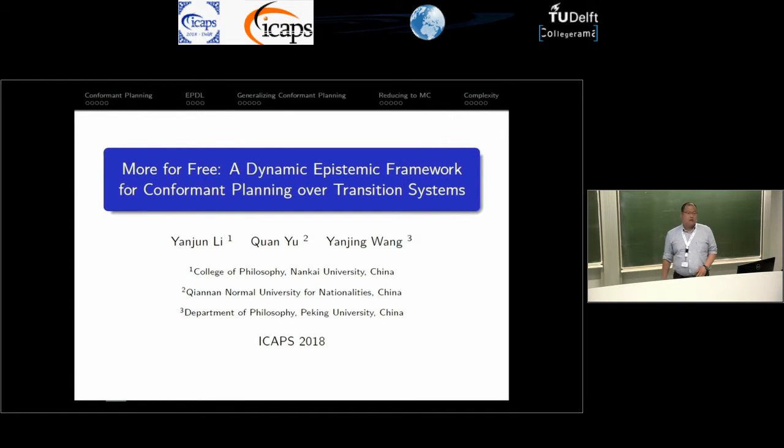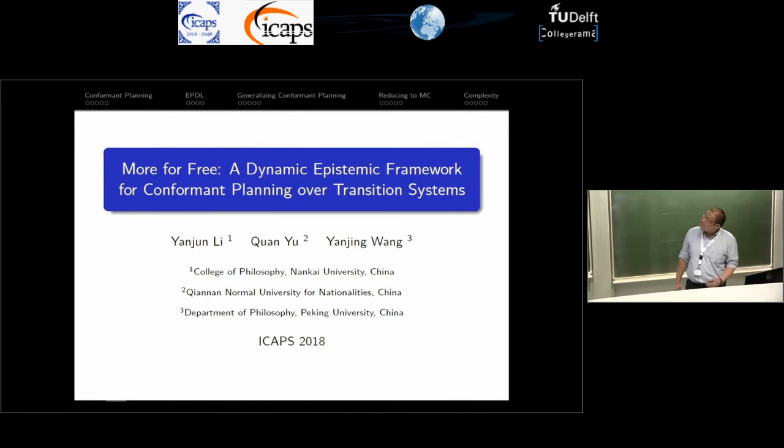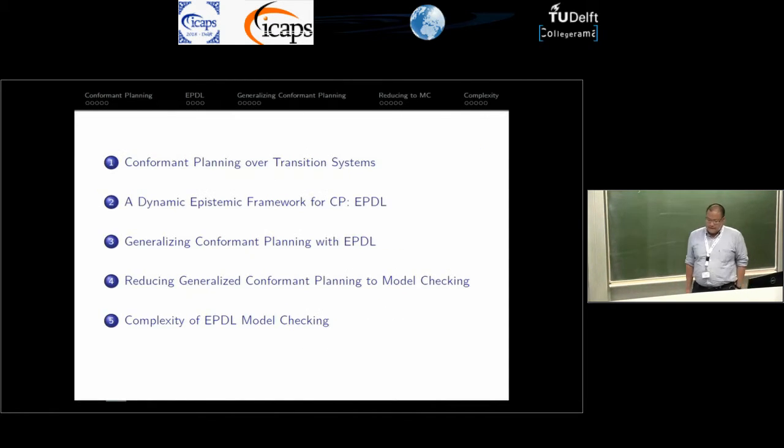Our work is about conformant planning and dynamic epistemic logic. This is the overview. Firstly, I will give a brief introduction to conformant planning over transition systems. Then I will define our logic. Our logic is a dynamic epistemic framework. It's a combination of epistemic logic and propositional dynamic logic.